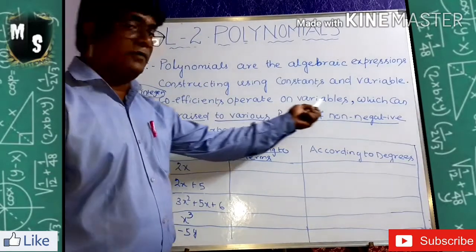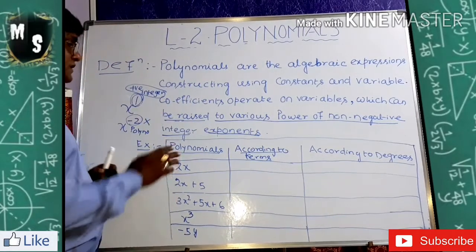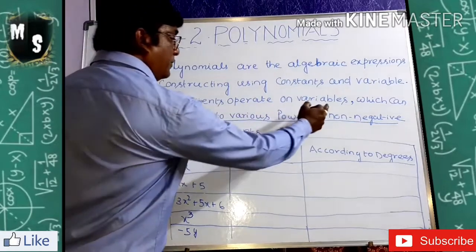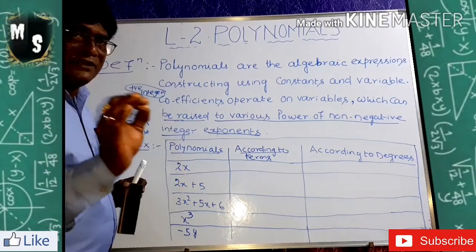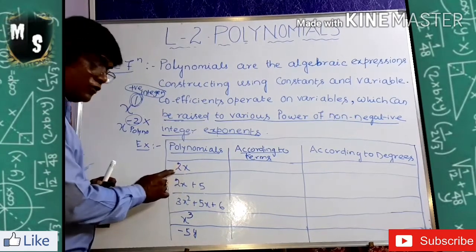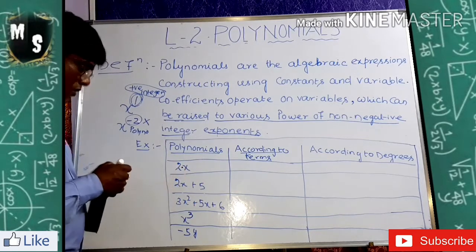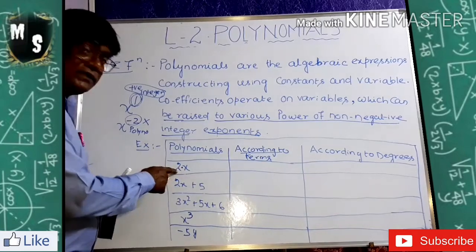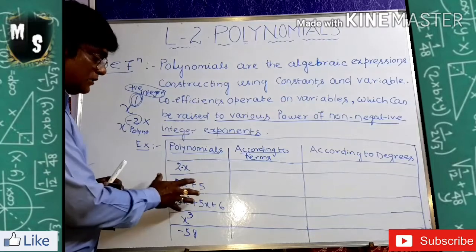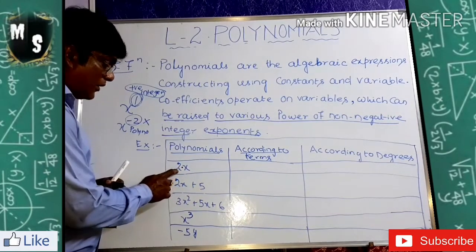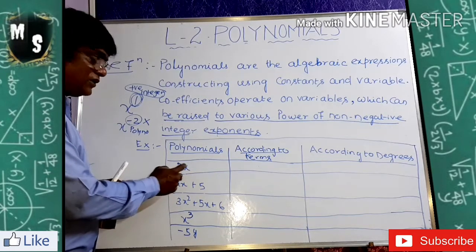Look at it. Coefficients operate on variables. Now come to this point. I am explaining you nicely, nicely you have to listen. See, coefficients operate on variables. So this is a variable. What is the variable? That is called x. So x is multiplied with whom? Multiplied with 2. Very clearly x is multiplied with 2. So what is that 2 called? 2 is called a constant or a number. So when it is in the expression, the 2 is operating on the variable. 2 is multiplied with x.